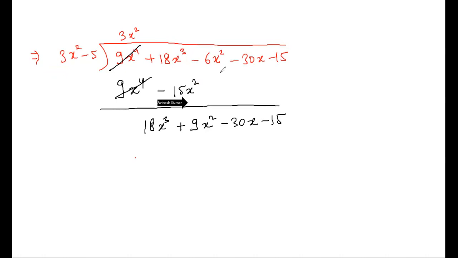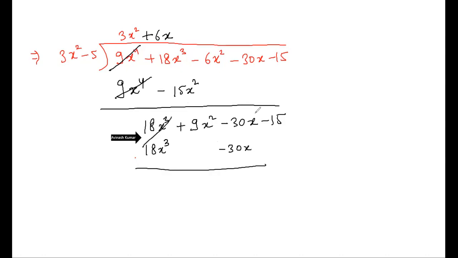Any problem? So now if you see here, it's 18x cube. So by what number shall I multiply? And here is 3x square. So by what number shall I? 6x. So I need to multiply with 6x. So here I will get 18x cube, and 6 times 5 is 30x, minus 30x, right? So I will get minus 30x. So this will be cancelled. So I will be left with 9x square minus 15.